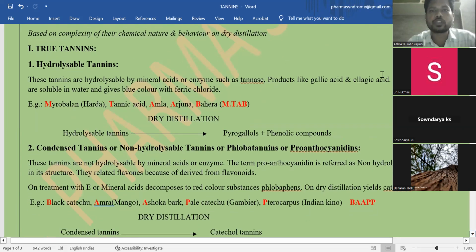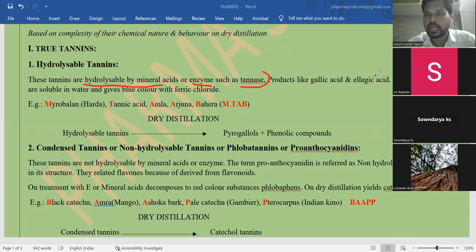So in true tannins, the first one is the hydrolyzable tannins. The name itself indicates they hydrolyze easily by mineral acids or enzymes like tannase, and the products are gallic acid and ellagic acid.